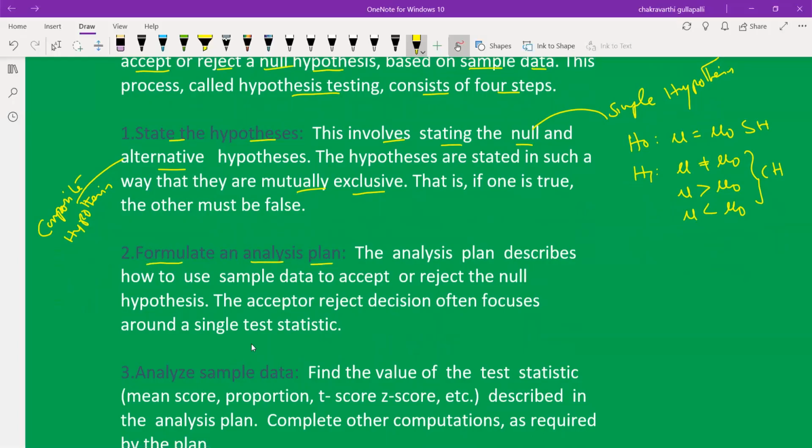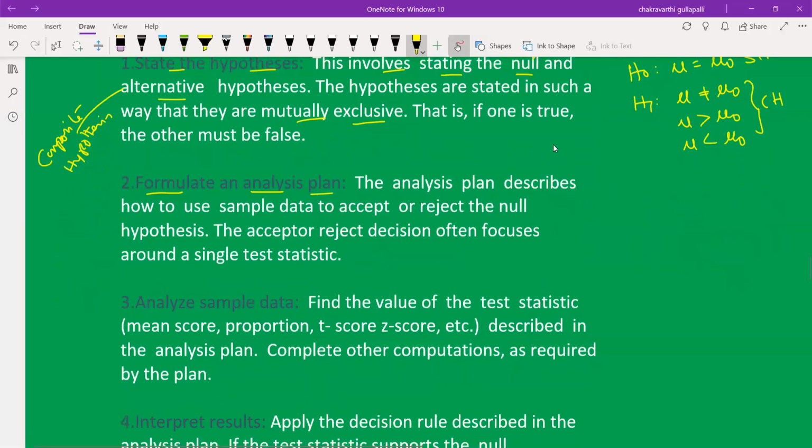Second one, formulate the analysis plan. The analysis plan describes how to use sample data to accept or reject the null hypothesis. Very, very, very important. Here is the population. Draw a sample. Population parameter theta. T is a function of sample observations, T of x1, x2, ..., xn. Using this sample data, how do we accept this hypothesis? H0: theta is equal to theta naught. H1: theta not equal to theta naught.